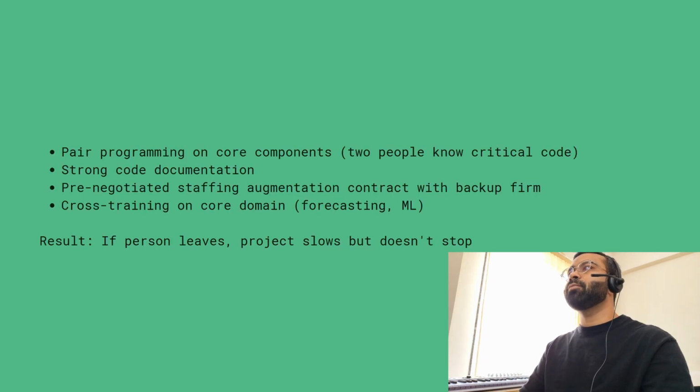Example mitigation: pair programming on core components, so two people know critical code. Strong code documentation. Pre-negotiated staffing augmentation contracts with a backup firm. Cross-training on core domain, forecasting, ML. Result: if a person leaves, the project slows down but doesn't stop.